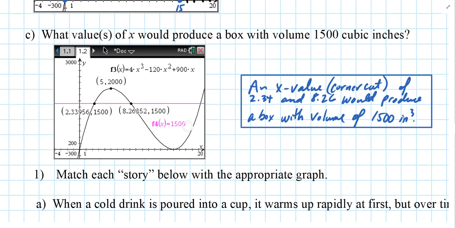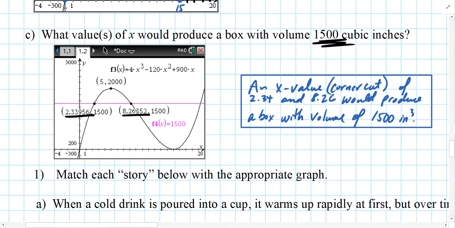In this case, f of x equals 1,500. That's our target. We were trying to find a box that holds exactly 1,500 cubic inches. Maybe this is necessary for a product that's being sold. And we can do so by cutting a corner out of the original sheet that's 2.3 inches in length, or we could do the same with a cut that's 8 inches in length.